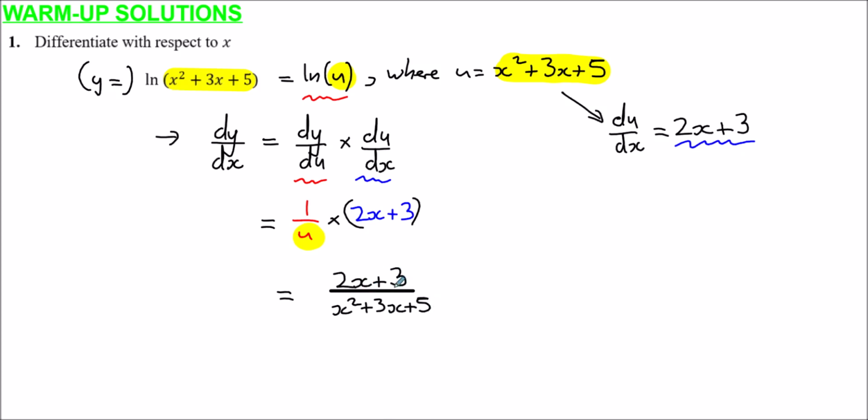And if you note here that the derivative of the denominator is on the numerator, that is not a coincidence at all when we differentiate the natural log. So this will make more sense when we come to integration as well. So that's worked example 1 polished off.